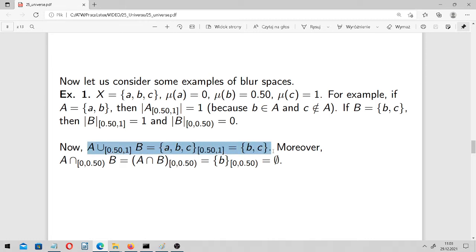Here, for example, we have two algebraic operations. Think about this. Here we have intersection of A and B, but we are interested only in these elements for which mu of x is from 0 to 0.5 open on the right side. So first, A intersection B is B, but we are interested only in these elements. Because B is exactly 0.5, its value, the whole intersection becomes empty.